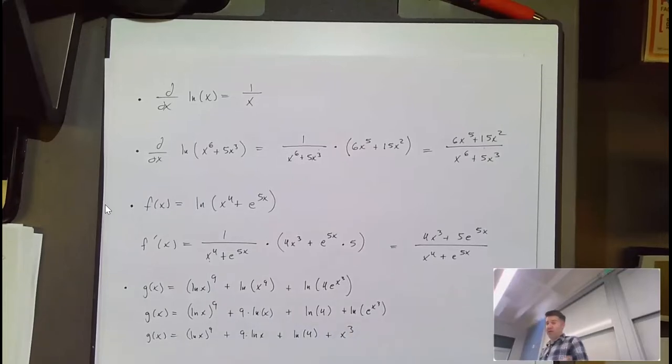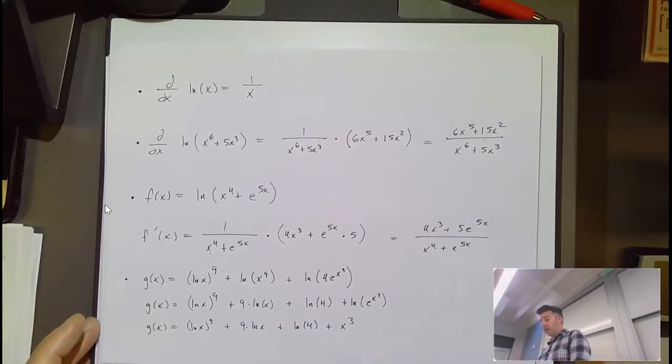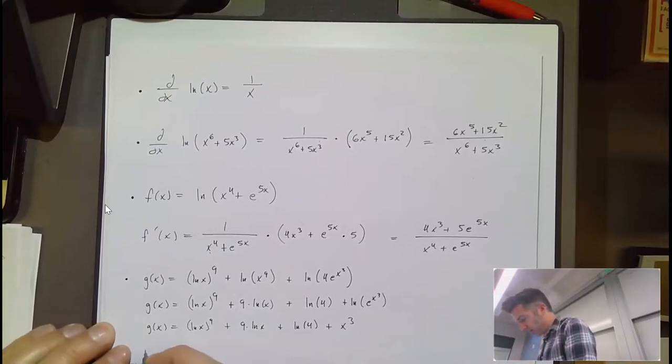Notice I haven't taken a derivative yet, right? I'm just rewriting the problem. Which is why I'm not writing g prime, I'm writing g. So now let's take the derivative.